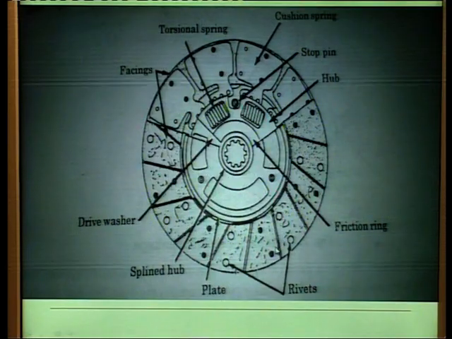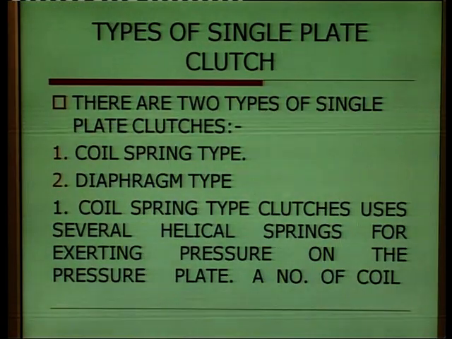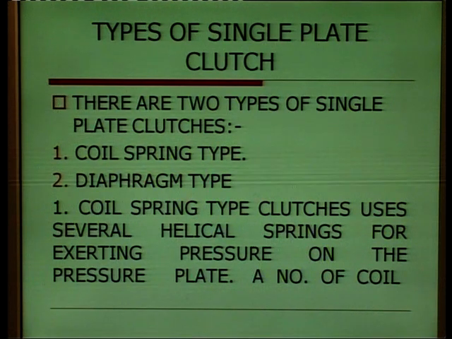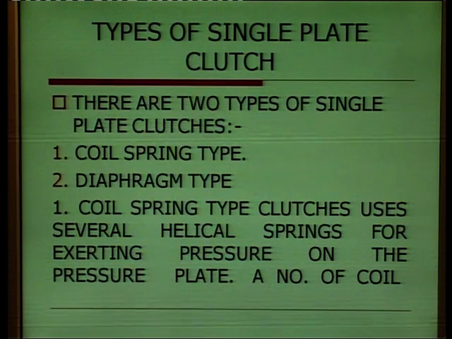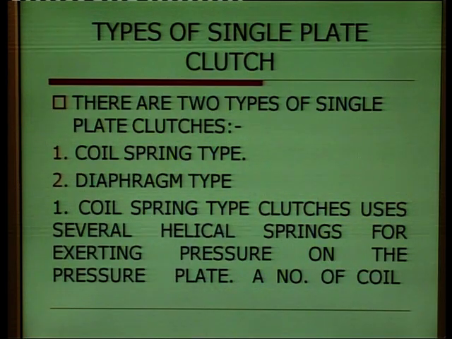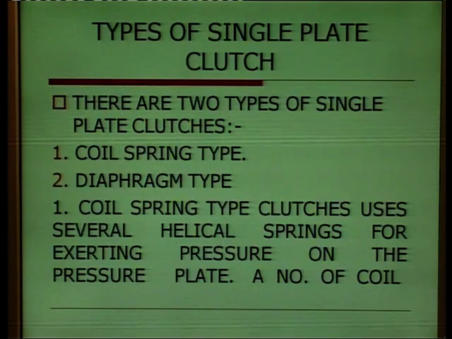Then next is types of single plate clutch. There are two types of single plate clutch: coil spring type and diaphragm type. Number one, coil spring type. The clutch uses several helical springs for exerting pressure on the pressure plate.